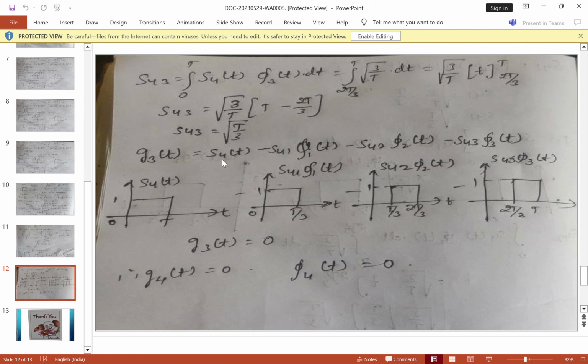G4 of t is equal to S4 of t minus S41 psi 1 of t minus S42 psi 2 of t minus S43 psi 3 of t. And these are the four terms involved: S4 of t, S41 psi 1 of t, S42 psi 2 of t, S43 psi 3 of t. G4 of t is equal to 0, therefore psi 4 of t also is equal to 0. So that's all about my topic. Thank you all.